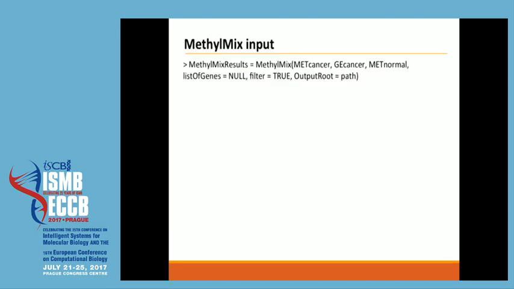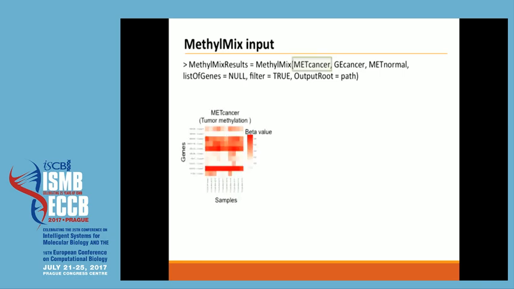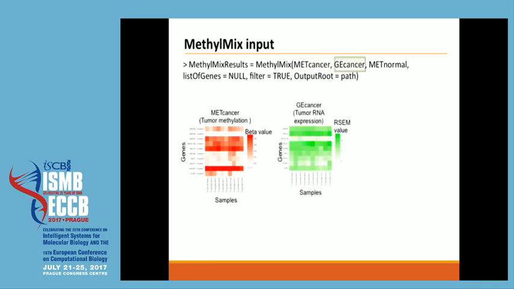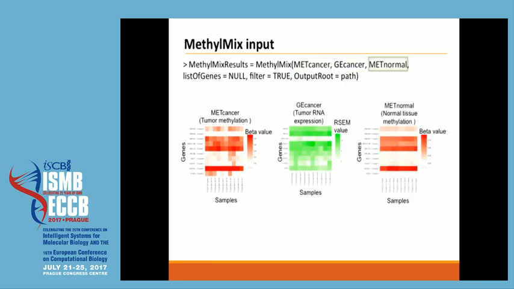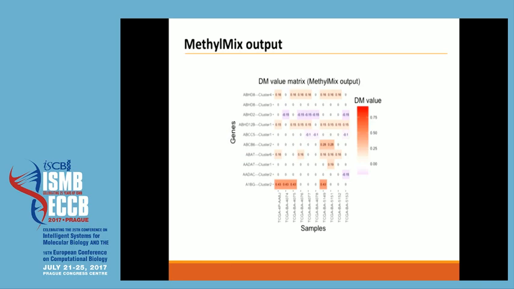So when you want to run MethylMix, you give your cancer DNA methylation matrix, your gene expression matrix, and your normal tissue methylation matrix. If you want to supply a specific list of genes, you can, or you can just run it on all genes.